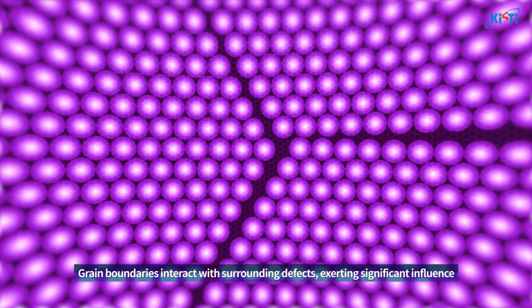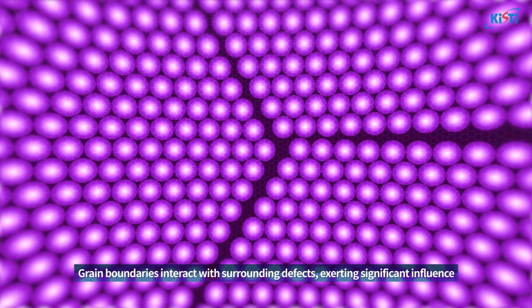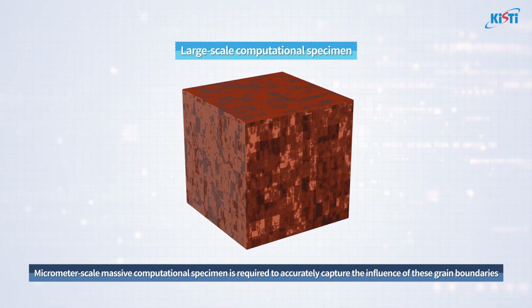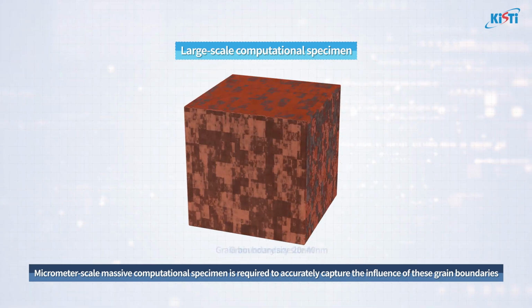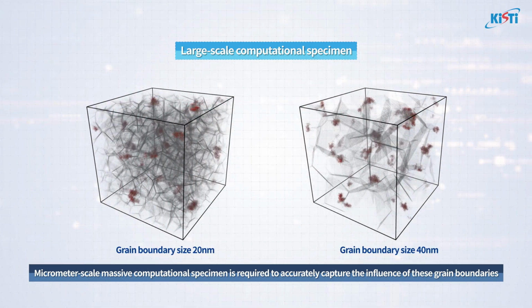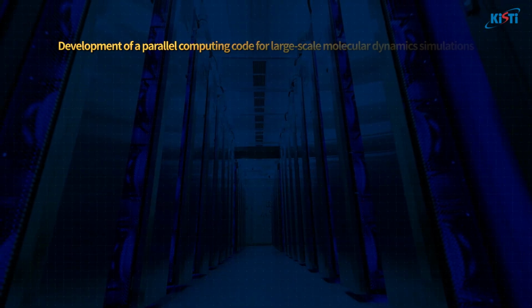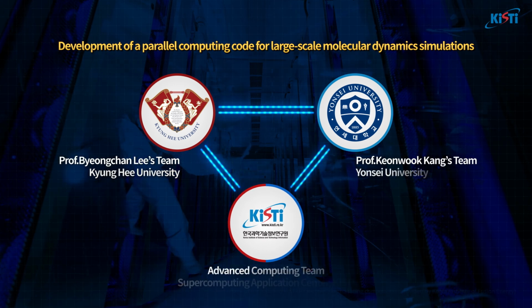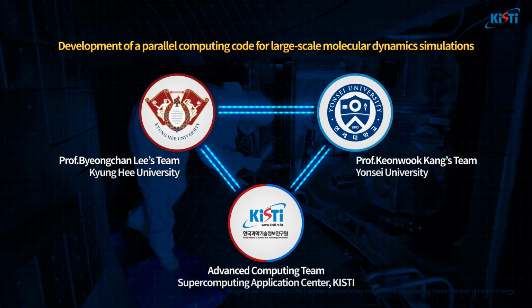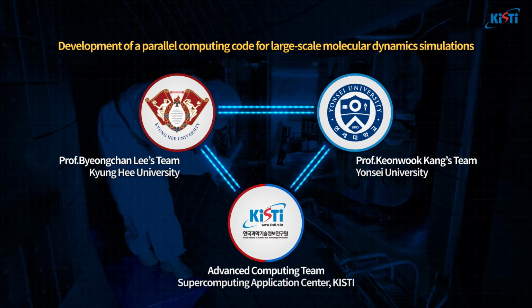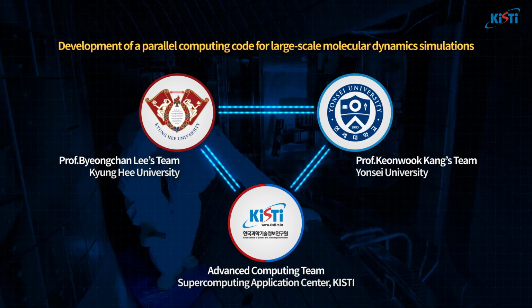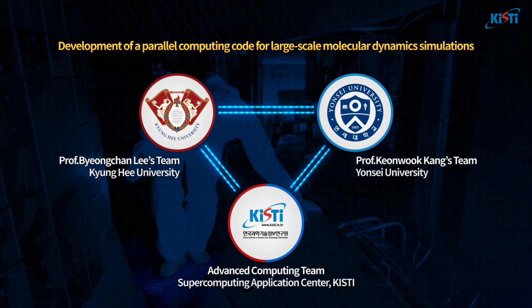In particular, grain boundaries have a significant impact as they interact with neighboring defects. To accurately capture the influence of these grain boundaries, a massive computational specimen on a micrometer scale is required. For the calculation of large-scale computational specimens, Professor Byung-Chan Lee from the Department of Mechanical Engineering at Kyung Hee University and Professor Gan-wook Kang from Yonsei University, along with their research teams, utilized KISTI's fifth supercomputer, Neurion.